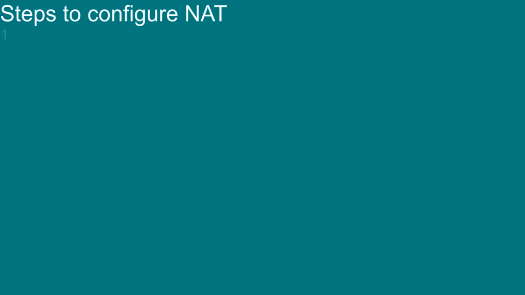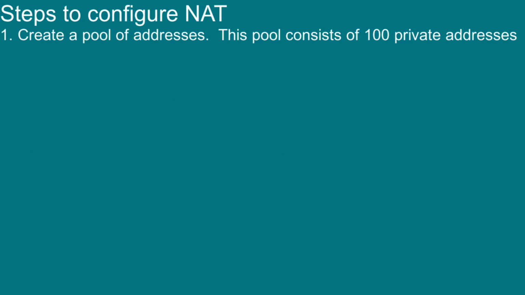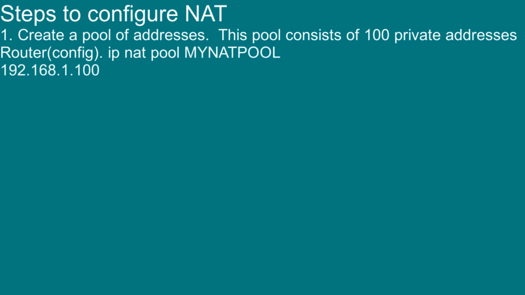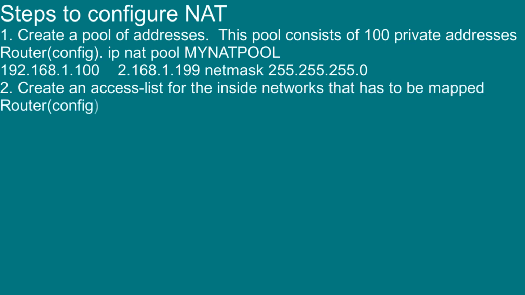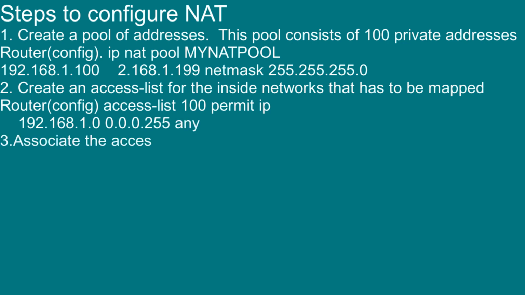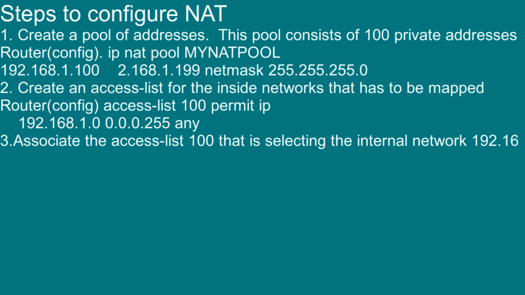Steps to configure NAT. 1. Create a pool of addresses. This pool consists of 100 private addresses from .100 to .199, even though the netmask covers all 256 addresses. Router config: ip nat pool mini-pool 192.168.1.100 192.168.1.199 netmask 255.255.255.0. 2. Create an access list for the inside networks that have to be mapped.